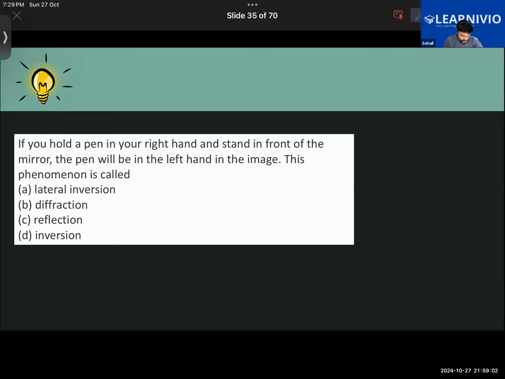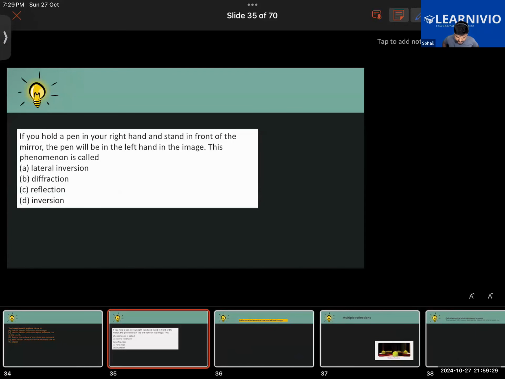Okay. Answer this question also. Everyone read the question. If you hold a pen in your right hand and stand in front of a plane mirror, the pen will be in the left hand in the image. This phenomenon is called as, yes, exactly. Chakrika and Gauri, your answers are correct. Abdullah, you also answer this. Very good. That is option number A.